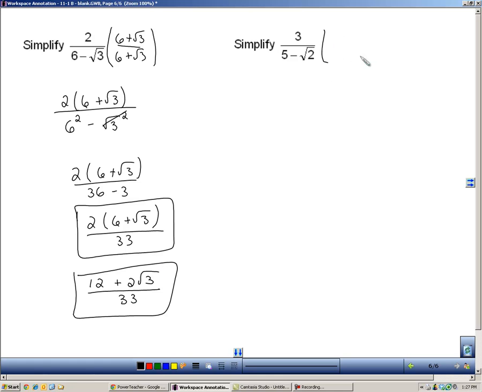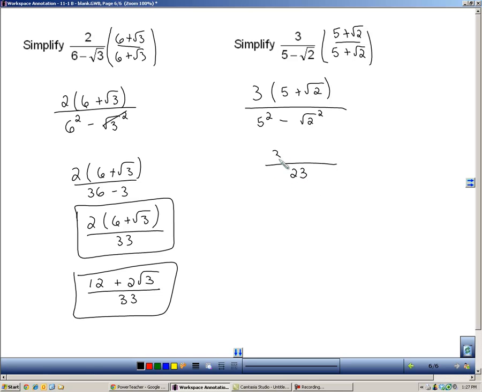So our second example is like the first. What's the conjugate of 5 minus root 2? Well, it's 5 plus root 2. Again, I like to leave the 3 on the outside to see maybe if it will cancel later. On the bottom, conjugates take the first term and square it, the last term squared, and a minus sign. 5 squared is 25. Square root of 2 squared is 2. 25 minus 2 is 23. So this is a fine answer here, or if you prefer to distribute the 3, you can get 15 plus 3 root 2 all over 23.